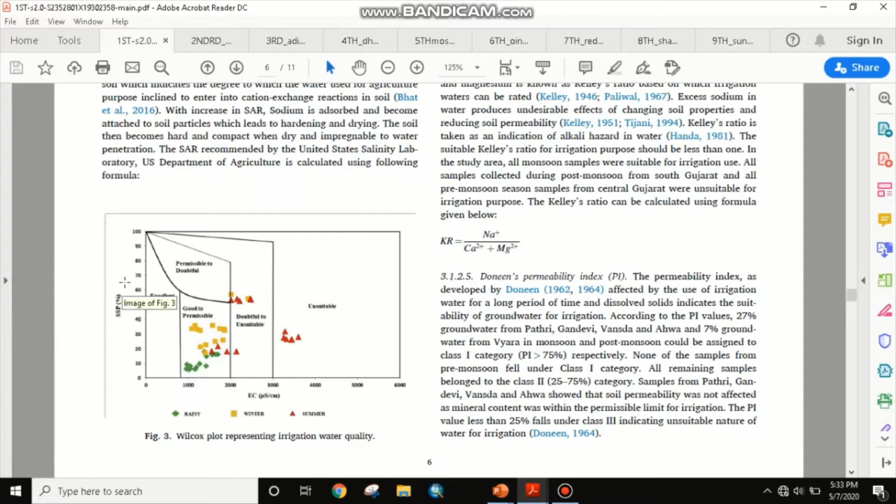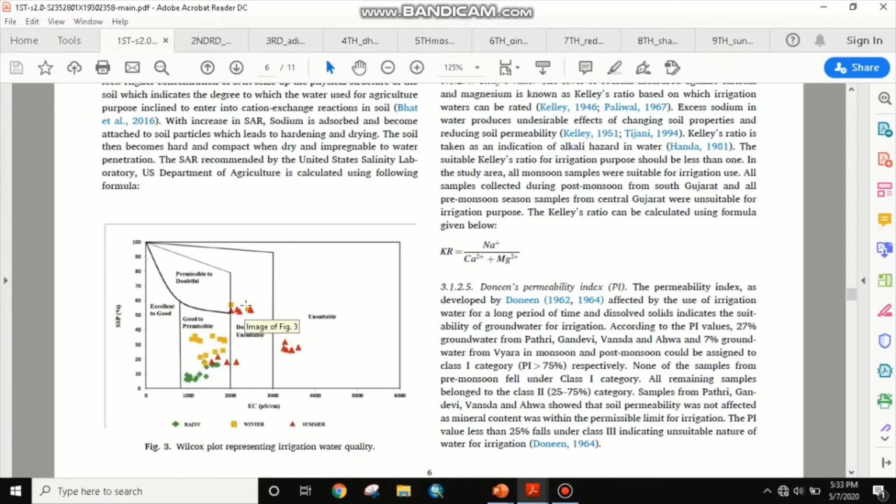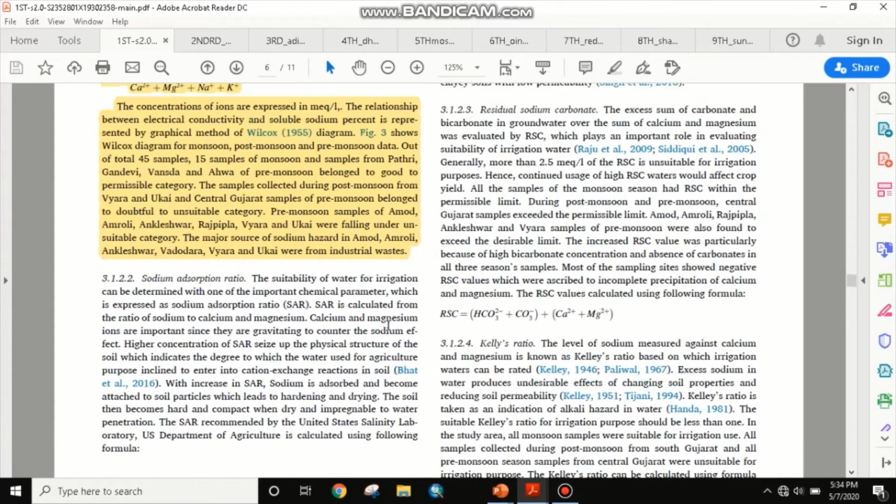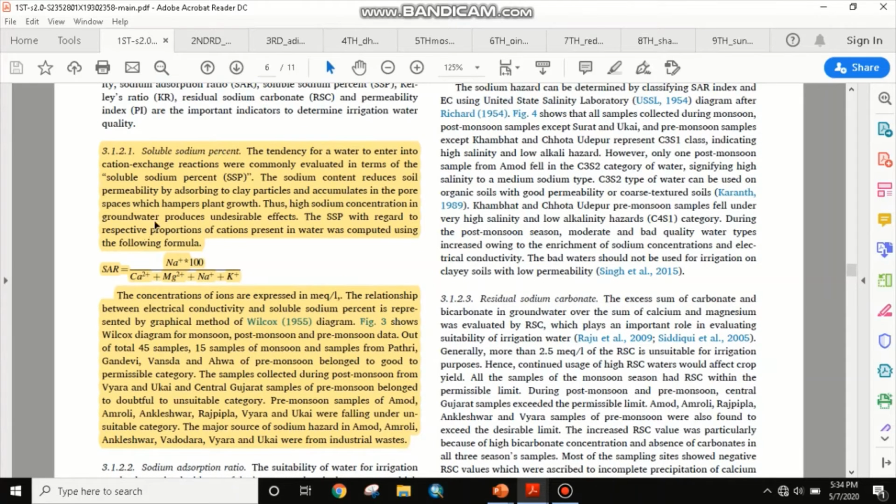Now for the creation of the Wilcox diagram we should have values of SSP, that means soluble sodium percentage, and here it is electrical conductivity. These two values we require to generate the Wilcox diagram. Here they have shown how to get that, and they have given the interpretation. So what interpretation have they given?